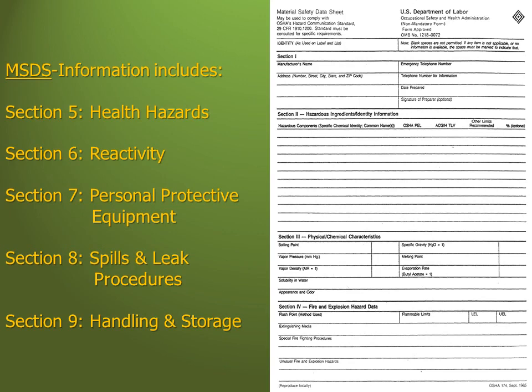Section 7 is where you will find the personal protective equipment you'll need to work safe around the equipment. Section 8, Spills and Leak Procedures. And Section 9, the handling and storage of the chemical.